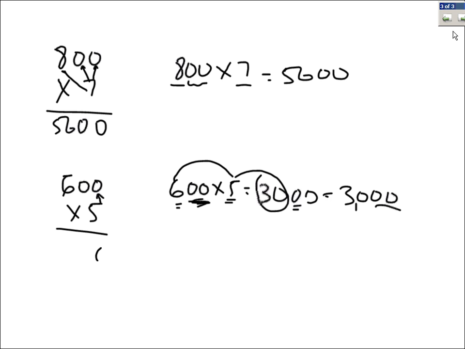And again, those two zeros from the 600 are coming from here. 5 times 0 is 0. 5 times 0 is 0. There are the 2 zeros. Stop bothering to do that. Just do 5 times 6. 5 times 6 is 30 with 2 zeros.